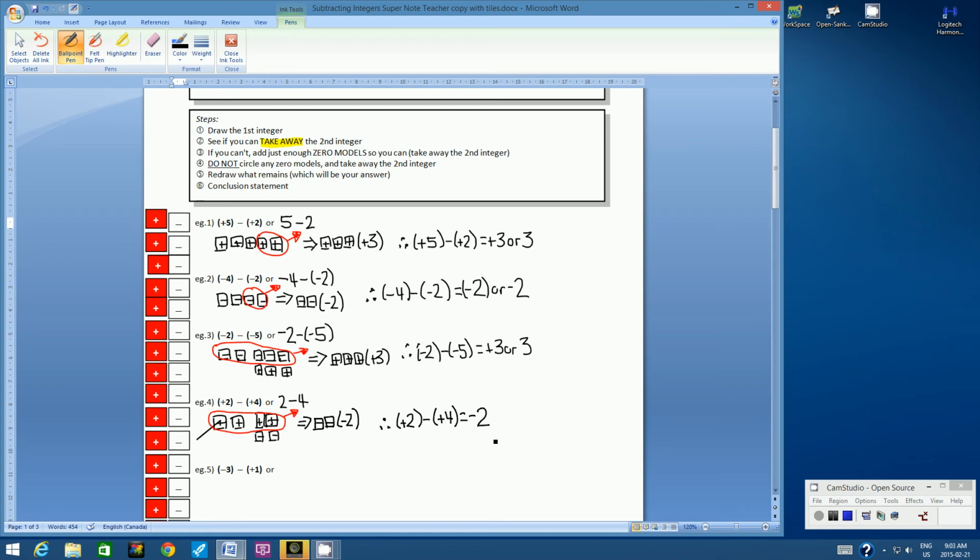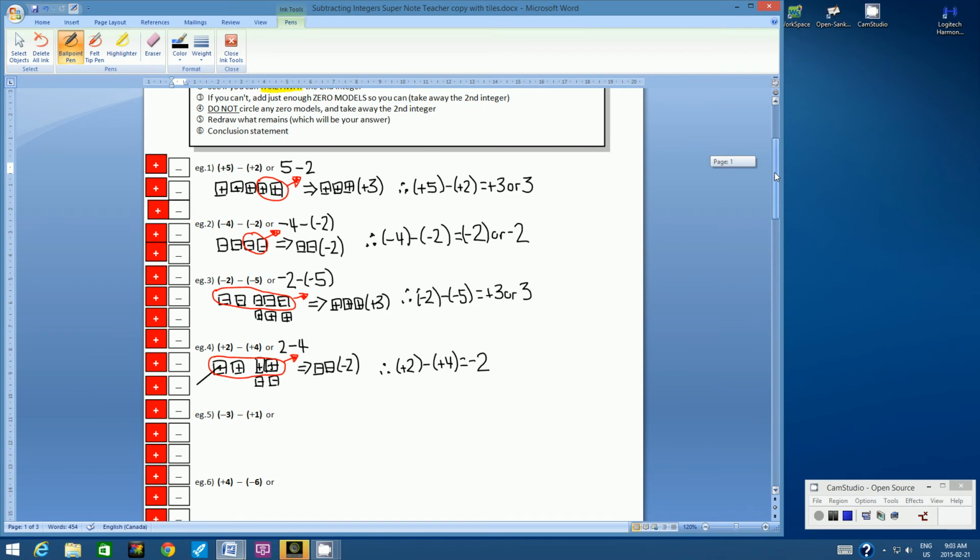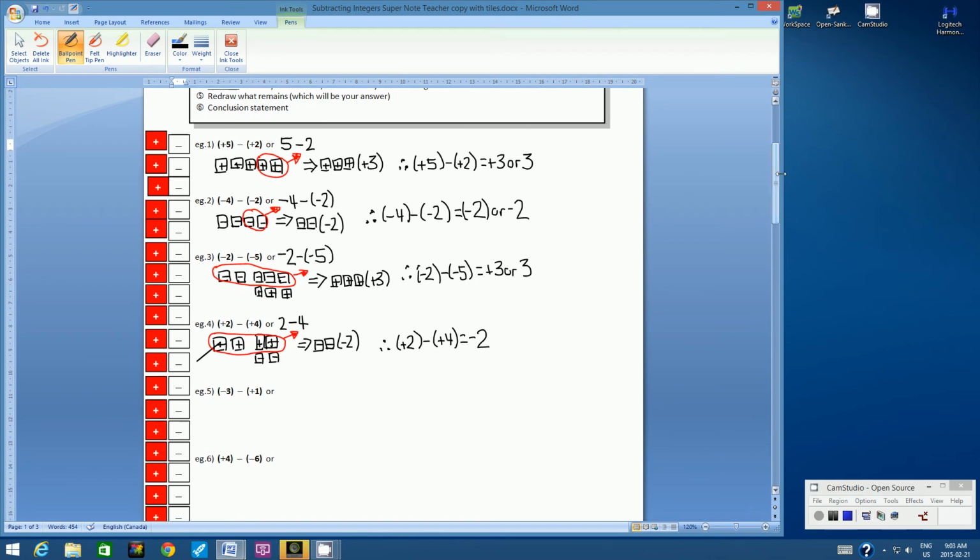Okay, so I hope that's making a little bit of sense. So examples 3 and 4 are very similar. They're the second style of question. Examples 1 and 2 are very similar. They're the first style of question. So now let's go to the last style of question, example 5 and 6. Okay? All right, so example 5 is -3 subtract +1.